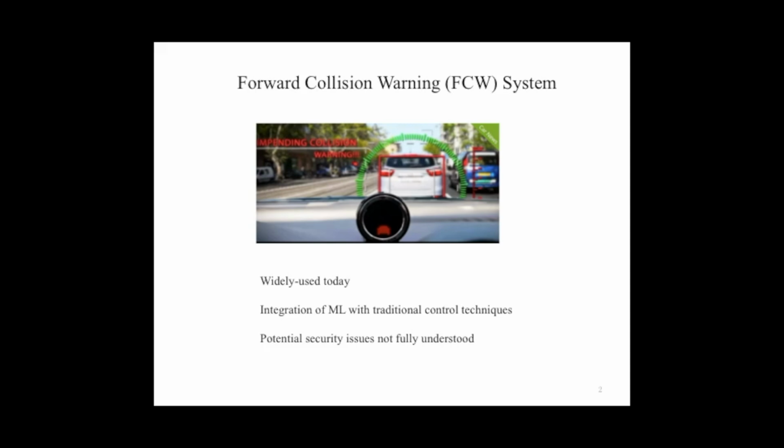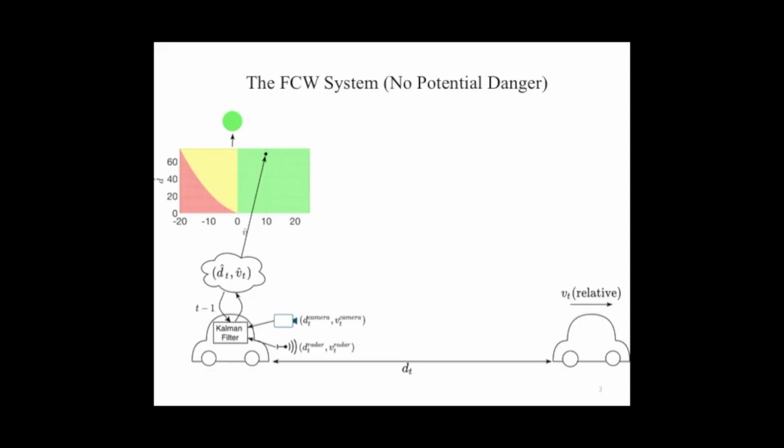However, despite being a popular system, it's not fully understood what are some potential security issues in FCW. In this talk, we are going to take a step towards understanding the security property of FCW when an attacker exists in the system. So first of all, I'm going to use the following example to explain how the FCW system produces warning alerts to human drivers in different scenarios. In particular, this talk assumes an FCW system that generates warning lights red, yellow, or green, depending on the state of the car in front of us.